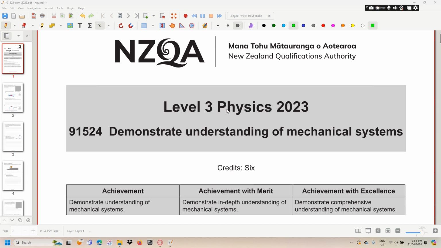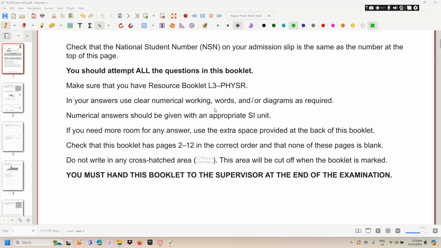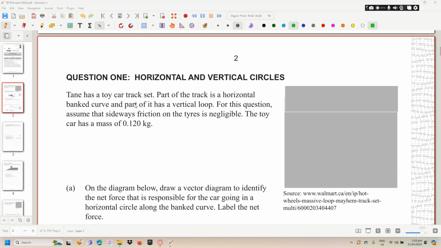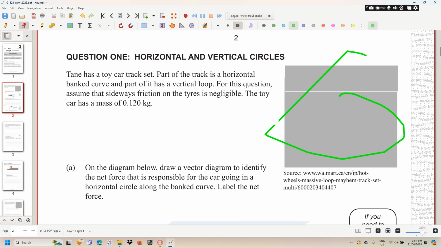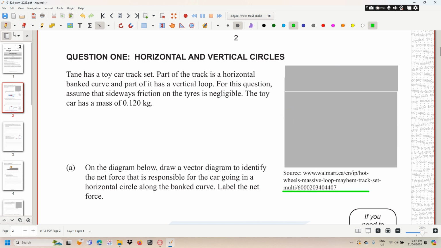So let's jump into it. The first question. Part of this track for a toy cart set is a horizontal banked curve and part of it has a vertical loop. Now they've not shown us the photo, so apologies for that, because for some reason NZQA always blocks out the photos, which sucks a bit.